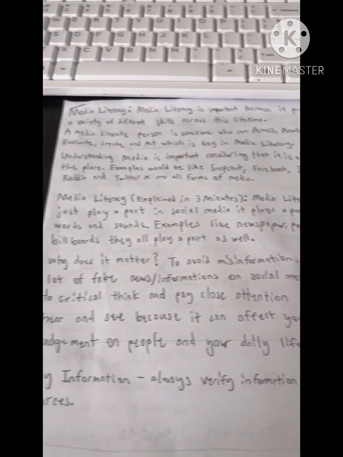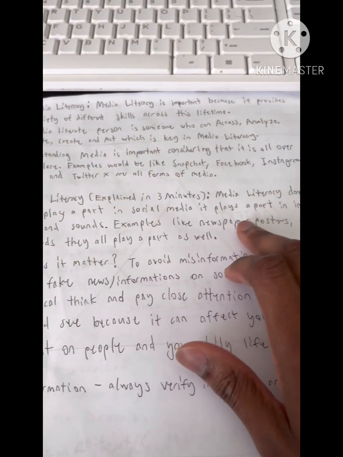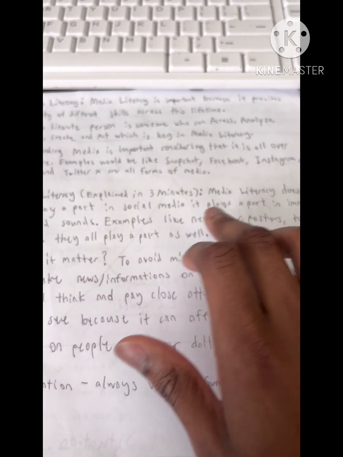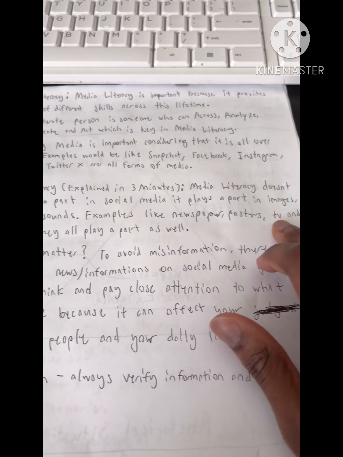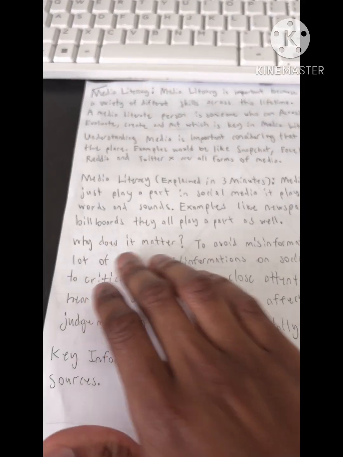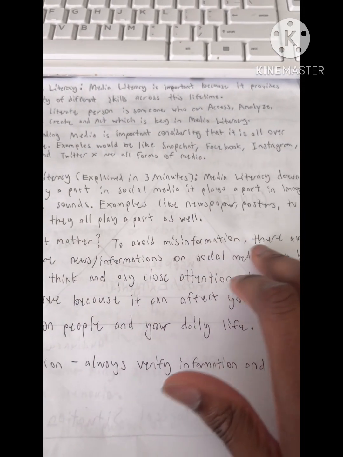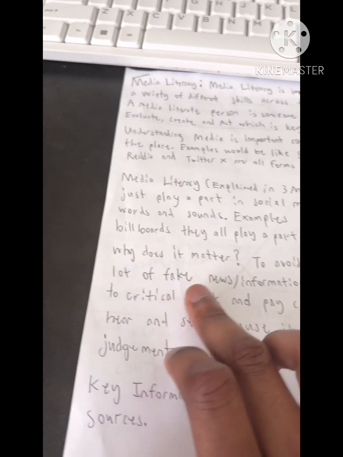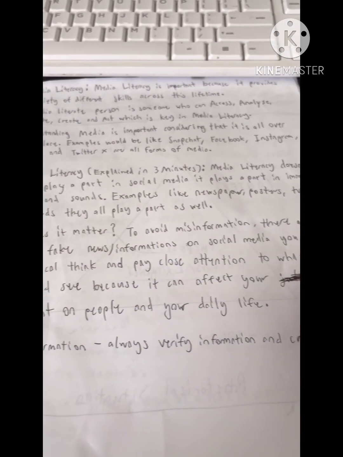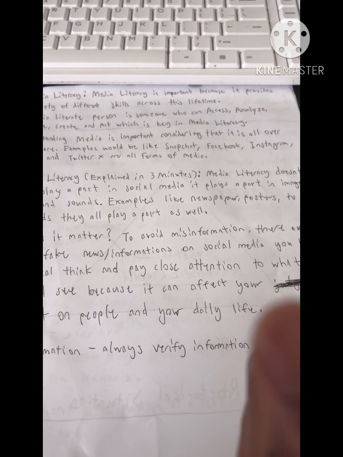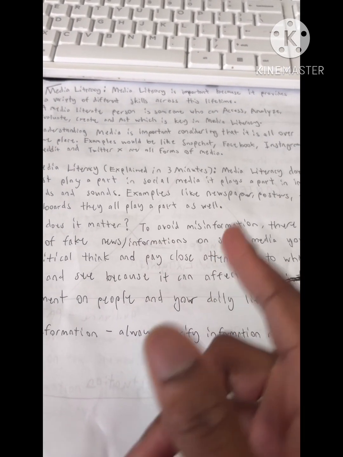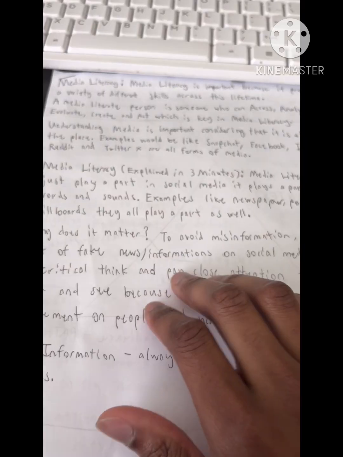Media literacy doesn't just play a part in social media, it plays a part in images, words, sounds, examples like newspaper, posters, TV, and billboards. They all play a part as well. And then why does it matter? To avoid misinformation. There are a lot of fake news stories on social media, which is like a fallacy. And that's actually one of the other concepts that we did in class that I'm gonna go over in this video. It's in one of our Mbongis, fallacies.